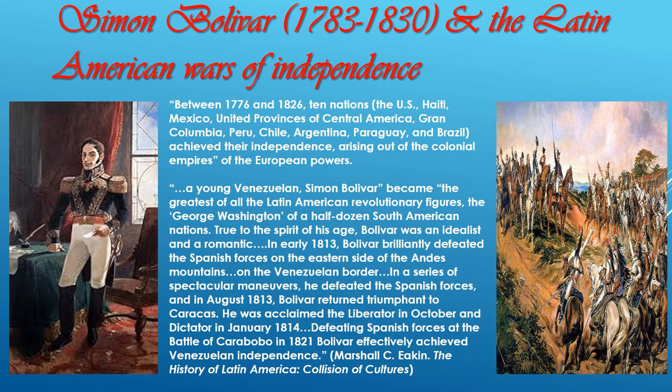True to the spirit of his age, Bolivar was an idealist and a romantic. In early 1813, he brilliantly defeated Spanish forces on the eastern side of the Andes Mountains on the Venezuelan border. In a series of spectacular maneuvers, he defeated the Spanish forces in August of 1813 and returned triumphant to Caracas. He was acclaimed the liberator in October, capital L, and dictator, capital D, in January 1814. But that was sort of him declaring that he was the guy in power now.